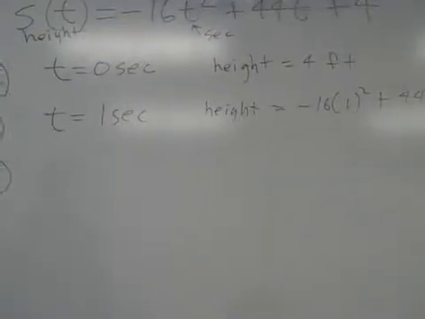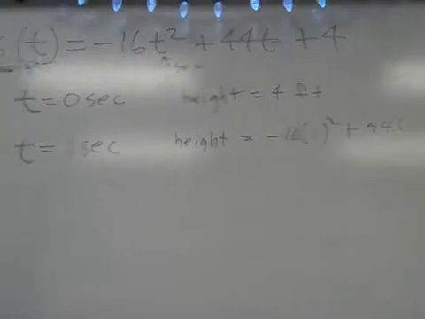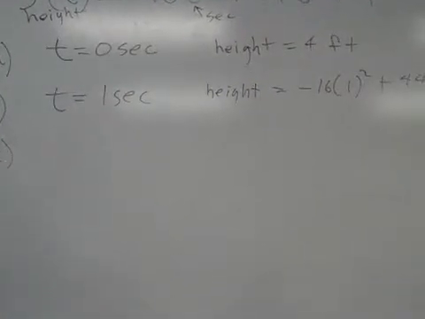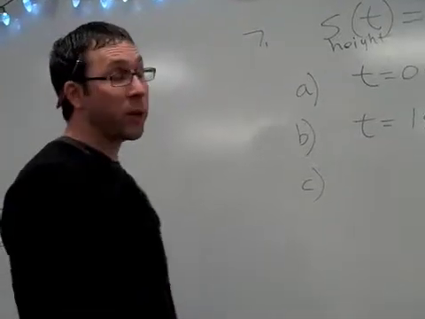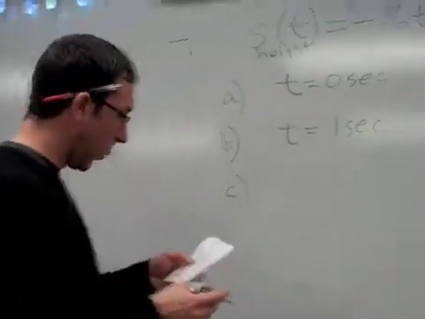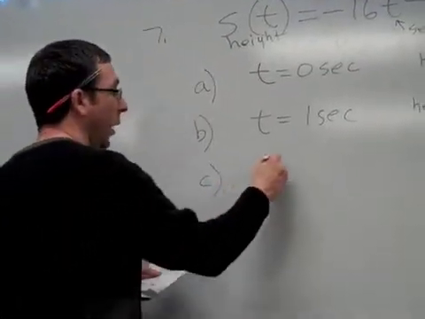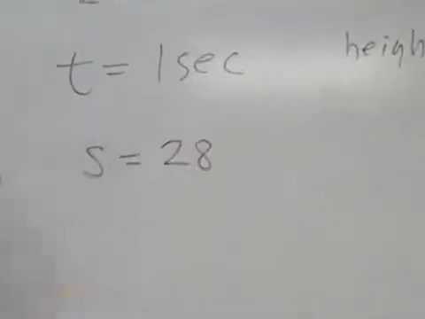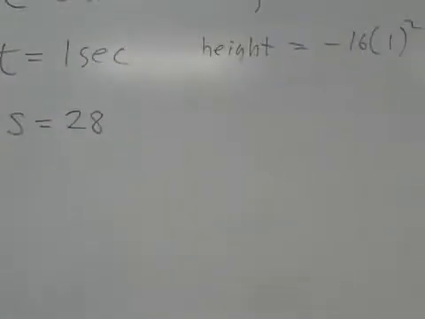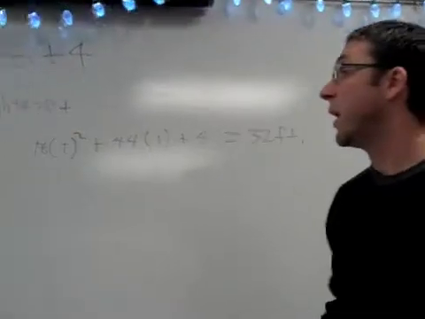So question C. When does the ball reach a height of 28 feet? Questions A, B, and C have nothing to do with calculus. That's the important thing to remember in this unit. Sometimes you can be doing derivatives, sometimes you're not. They're telling us that S is 28. Does it say anything about the velocity? So we're not dealing with anything with calculus yet. So 28 is our height.